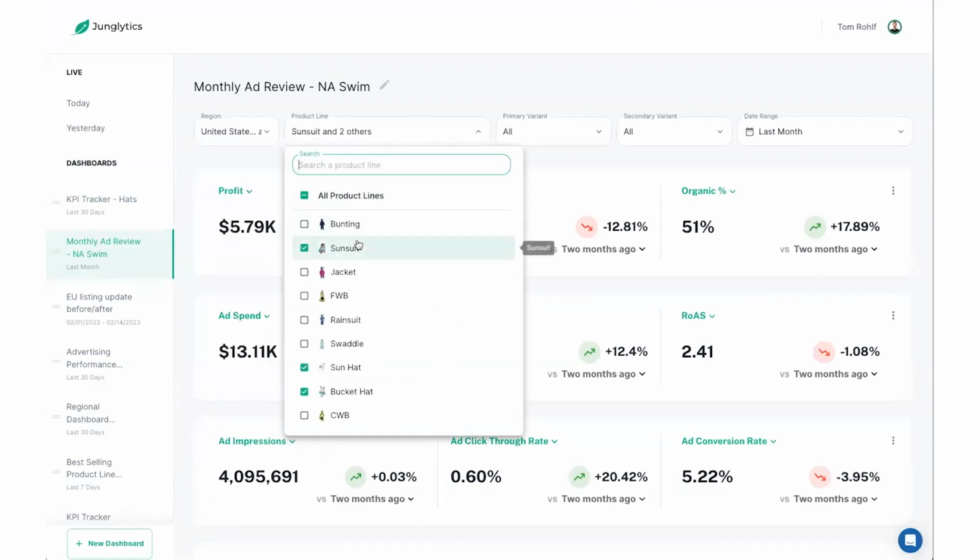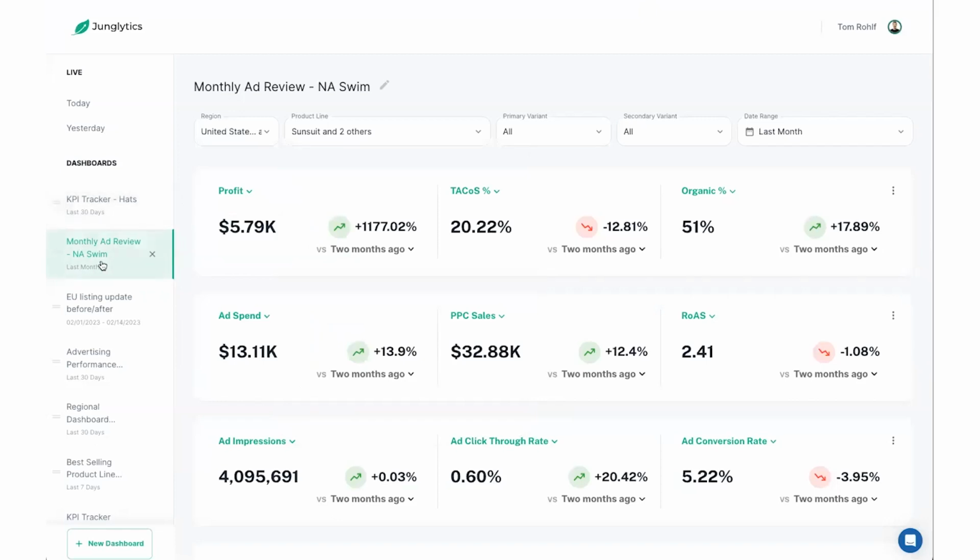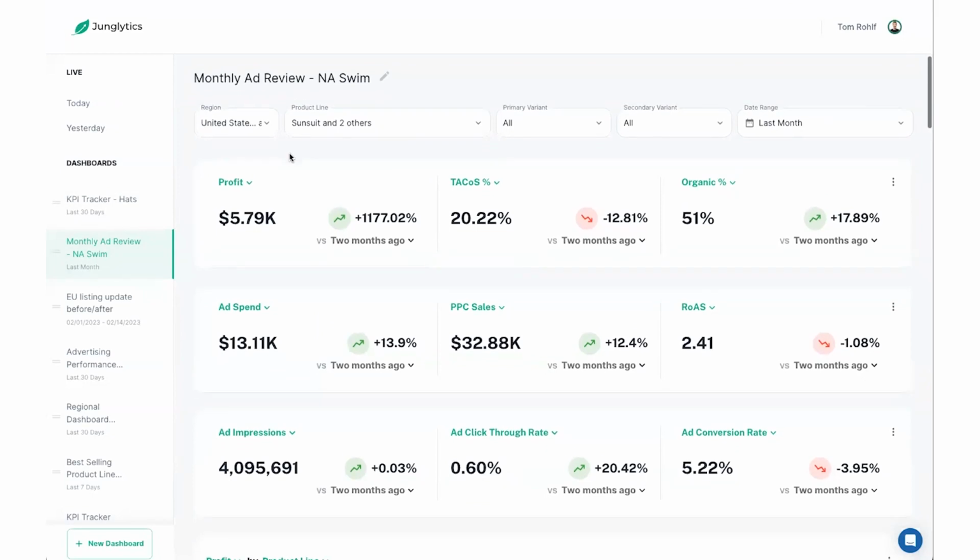And we've filtered it down to our Sunsuit product line, as well as our two other swim products, the two that were coincidentally also on the previous dashboard. So we'll come in here once a month. This is for last month, so this is for February. And we'll review our metrics with our ad account manager.